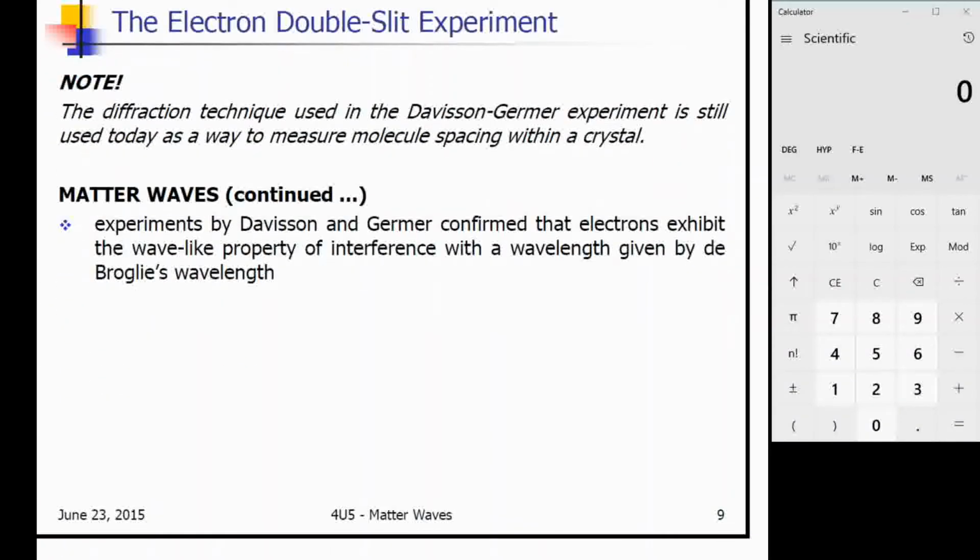So copy down this for matter waves as well. Experiments by Davisson and Germer confirmed that electrons exhibit the wave-like property of interference with a wavelength given by the de Broglie wavelength.